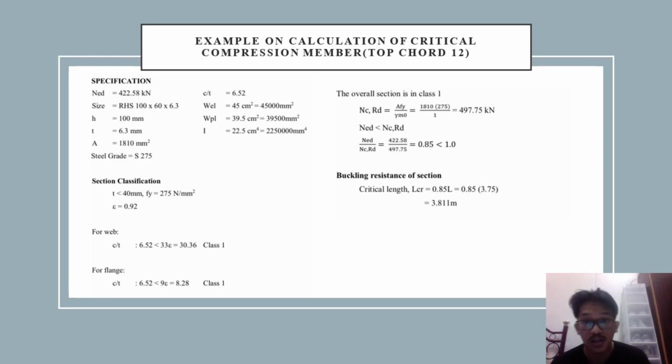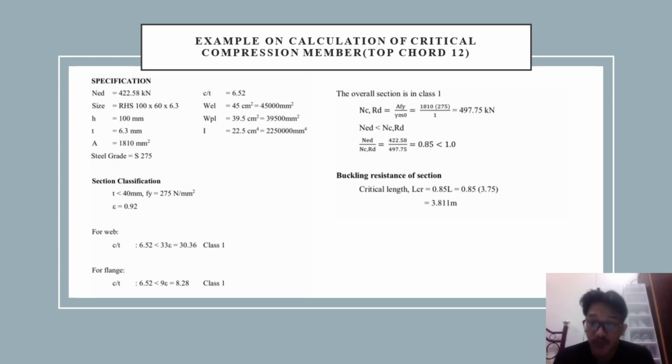So N_c,Rd is equal to A fy divided by gamma M0, and we got 197.75 kN. N_Ed must be less than N_c,Rd. So N_Ed divided by N_c,Rd, we got 0.85, which is less than 1.